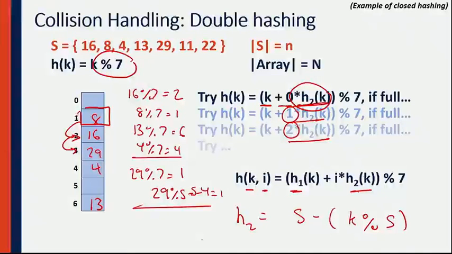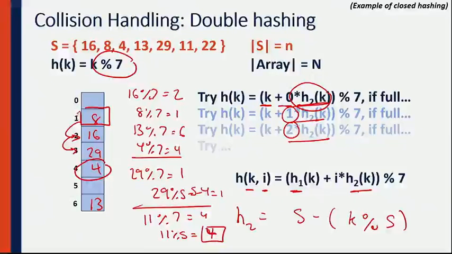The second number we get is 11. Using our original hash function, 11 mod 7 is 4. 4 is filled up. But using double hashing, we now use our second hash function. We have 11 mod 5, which is 1. 5 minus 1 is 4. So our step function is 4.